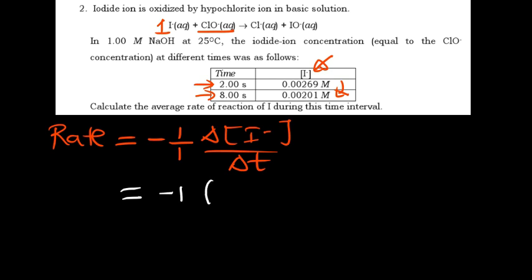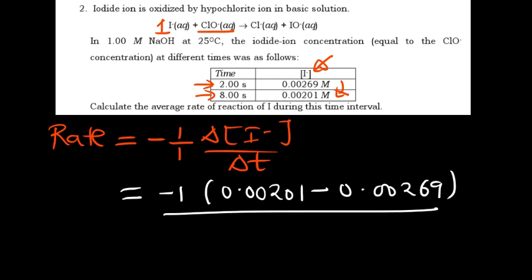The change in the iodide concentration would be 0.00201 minus 0.00269, and then of course divided by the time difference, that was 8 minus 2. For the top part that's smaller, this is seconds. So grab your calculator there.